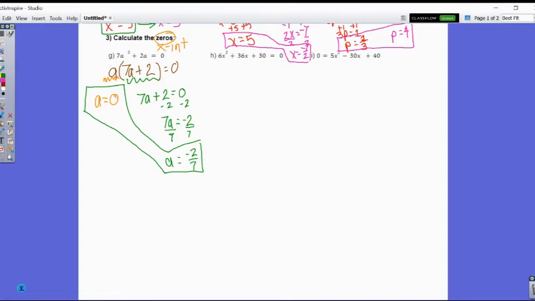Check out problem H. Are you ready for it? I got 6x squared plus 36x plus 30 equals 0. When I look at this, I'm asking, do I have a greatest common factor? Yes. All of these terms can be divided by 6. Pull that out. So 6x squared divided by 6 leaves me x squared. Positive 36x divided by 6 is a positive 6x. Positive 30 divided by 6 is going to be positive 5. This is all equal to 0.